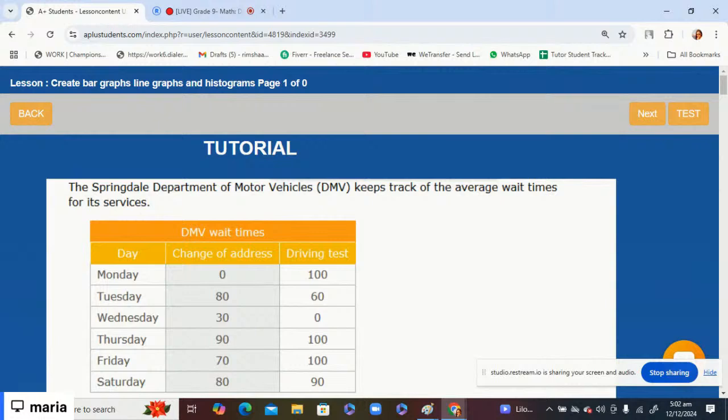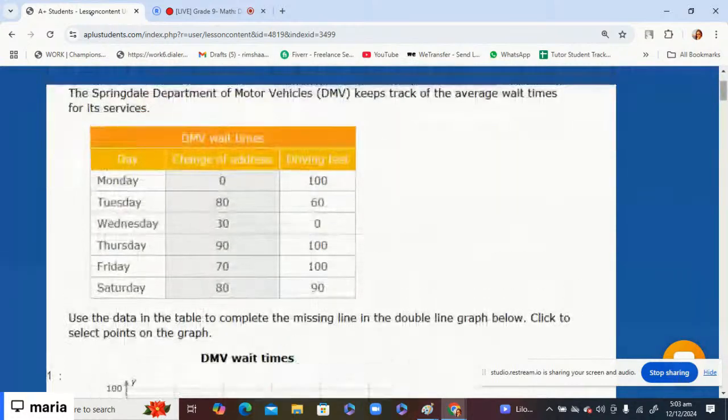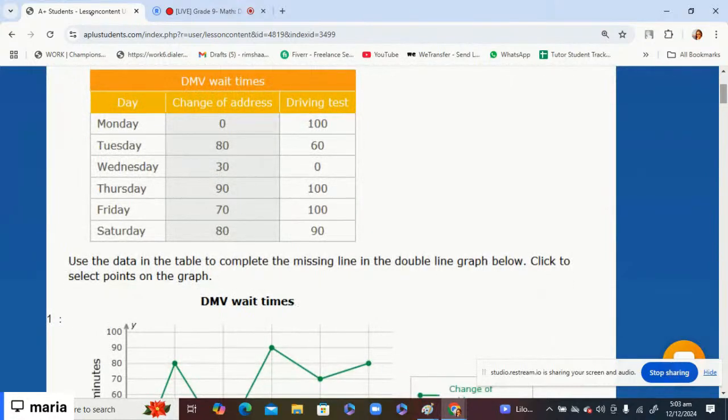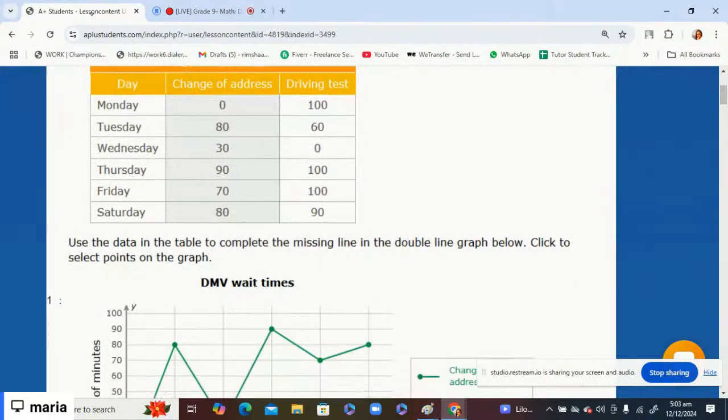Look at here, the data is given. The Department of Motor Vehicles keeps track of the average wait times for its services. Days are given, changes of address is given, and the driving tests are given. Monday to Saturday, changes of address are 0, 80, 30, 90, 70, and 80. Driving test starts 100, 60, 0, 100, 100, and 90. Use the data in the table to complete the missing line in the double line graph below.